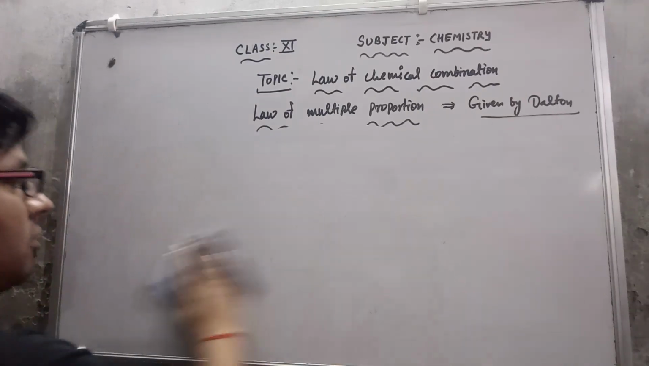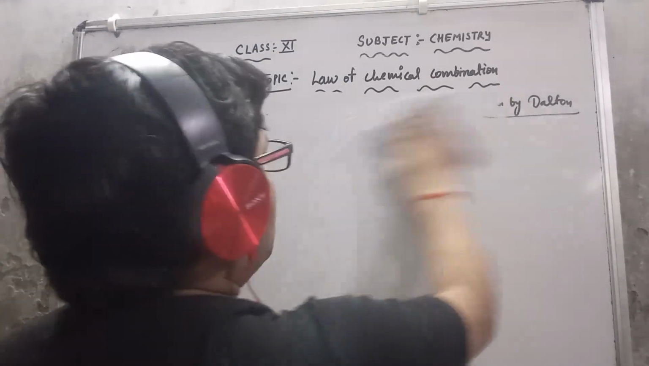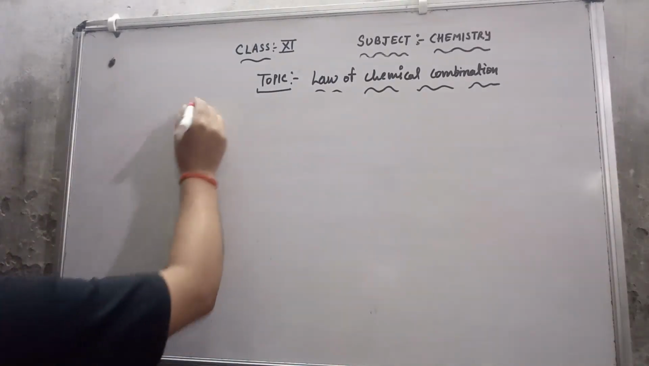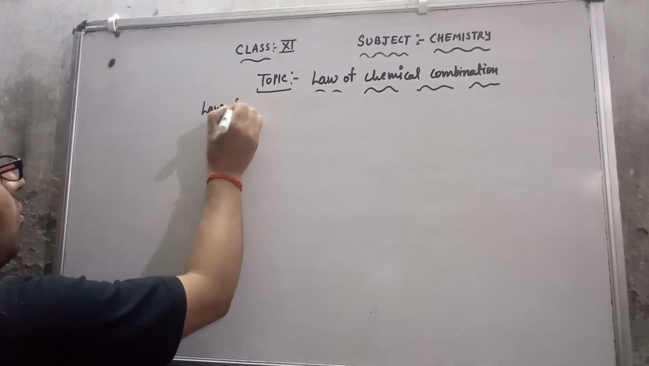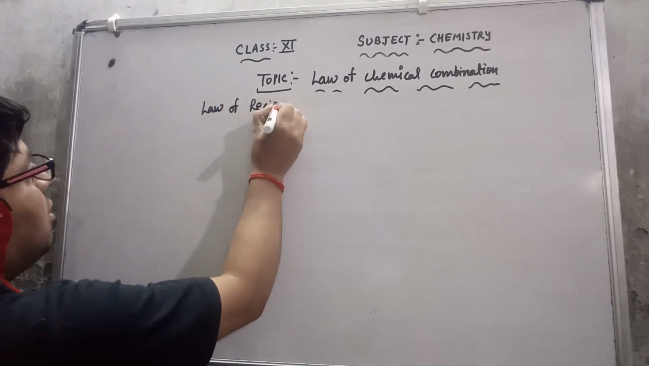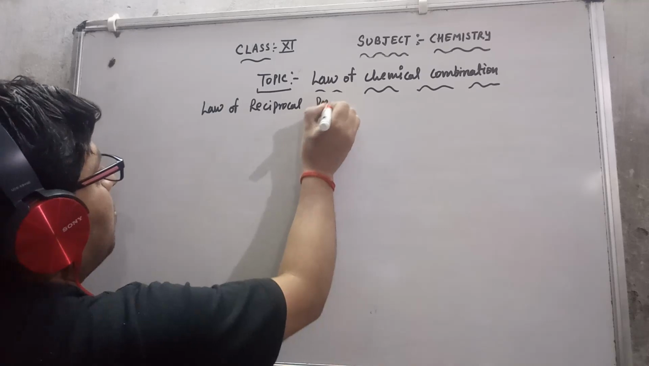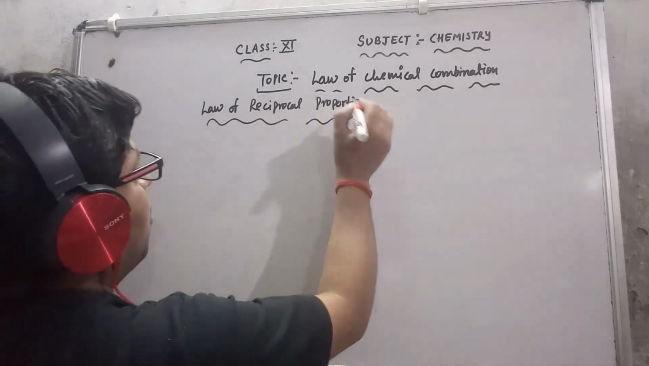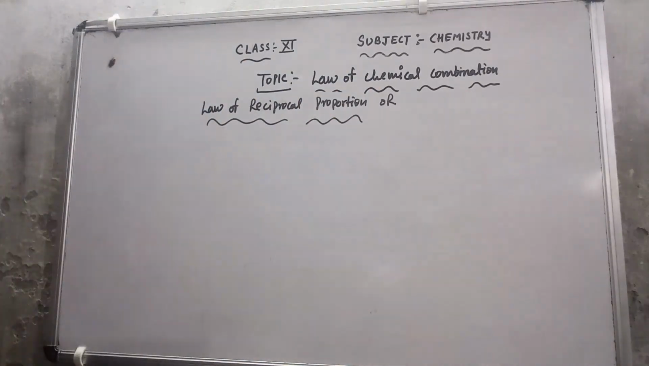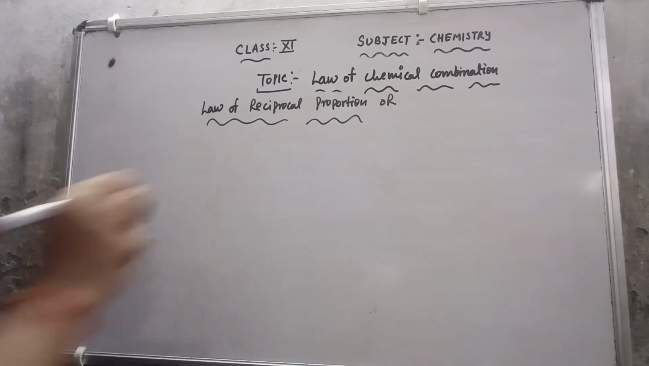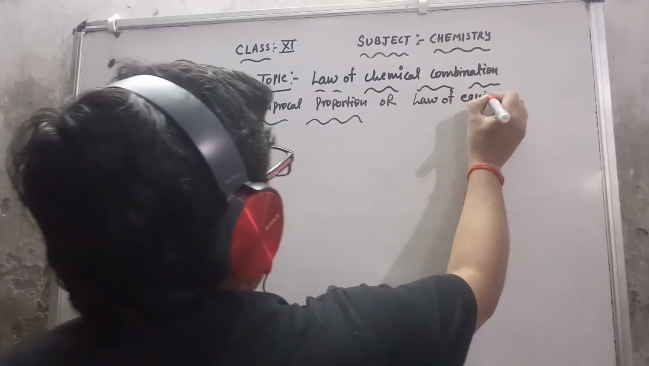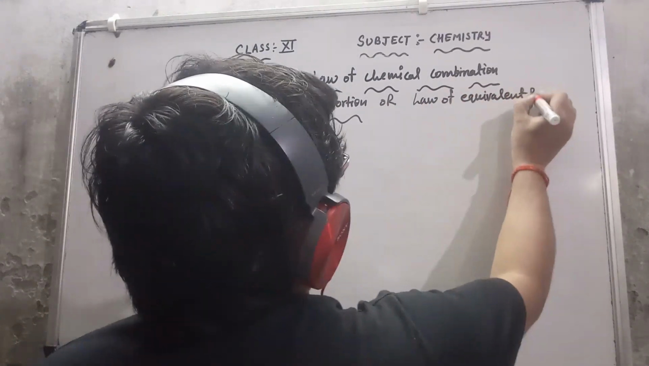The fourth law is the law of reciprocal proportion, or we can say that this is the law of equivalent proportions.